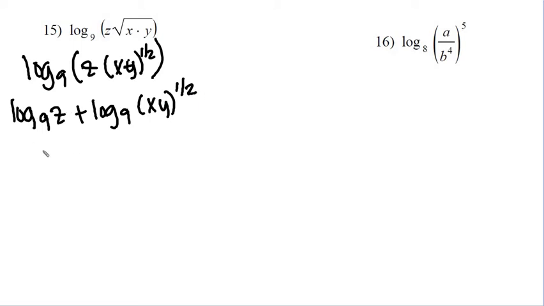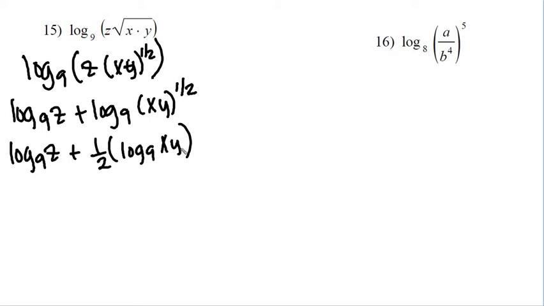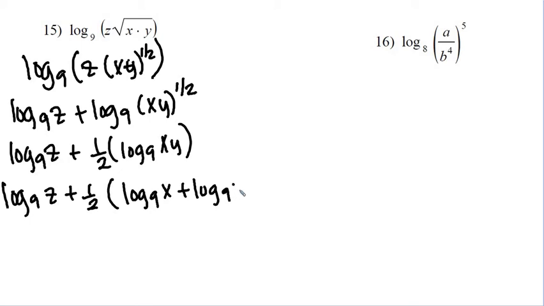So this first logarithm doesn't contain a power, quotient, or product, so it's as simple as it goes. But this one still has a power that I need to take care of and a product. So we're going to take care of that power first. So I have log base 9 of z plus 1/2 log base 9 of the product xy. So I still need to break apart that product. So I have log base 9 of z plus 1/2 log base 9 of x plus log base 9 of y.